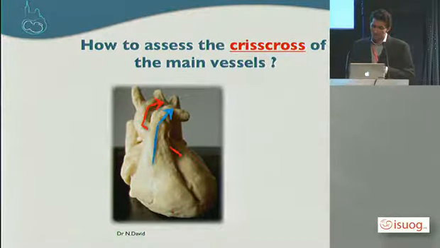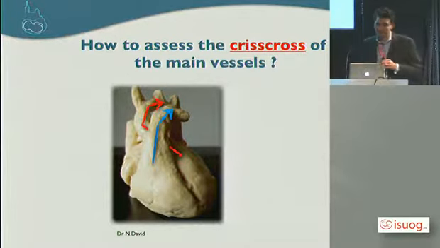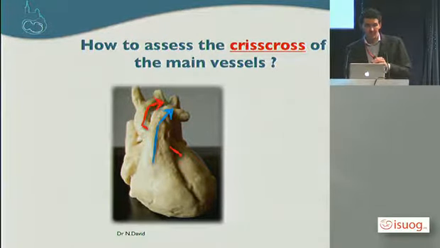How to assess the crisscross of the main vessels? I will show you different modes, how to obtain this information, especially in the setting of screening of the low-risk population, where you have to be nearly 100% confident that there is no transposition of the great arteries. Why? Because even though it is a very uncommon abnormality, in nearly 5% of cases the baby can die within 10 minutes after delivery, and it can lead to a lawsuit, especially in this situation.